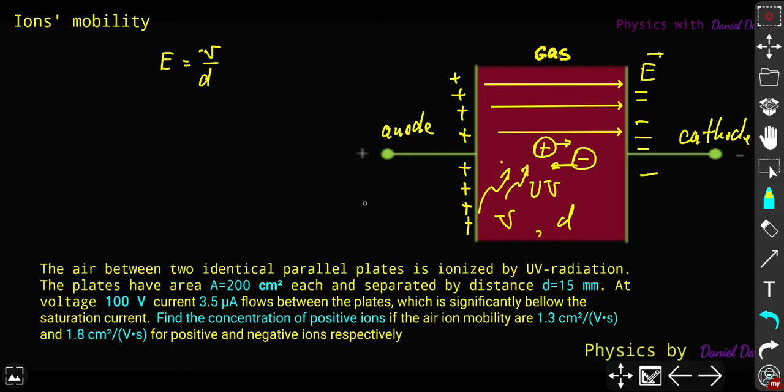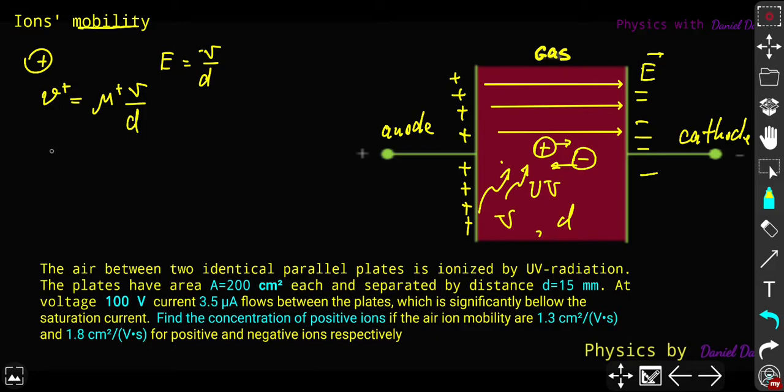First of all, let's remember the formula which connects the drift velocity with the electric field strength. That's the ions mobility coefficient. But I would like to separate it for positive ions and for negative. The velocity of drift that I marked as v: for positive ions, it's going to be mobility for positive ions times E, right? But in this case, I would use V over d.